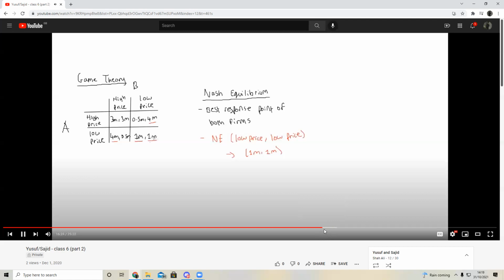So this basically represents price rigidity. You can use game theory to explain that as well, like the kinked demand curve where they don't change their price. That's what we're seeing here, where they don't change from low price, because they don't have an incentive to deviate or collude.